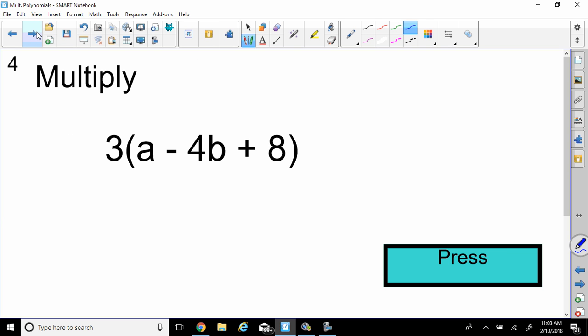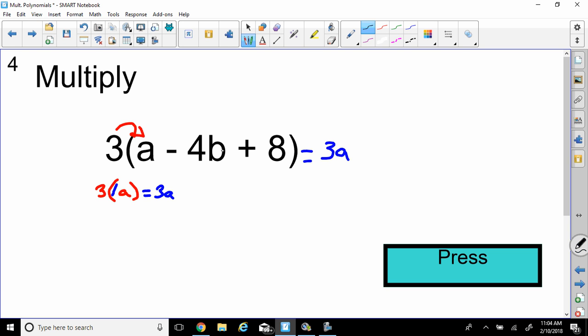Here's our first question. We want to multiply 3 times a minus 4b plus 8. So let's start by multiplying, or distributing, the 3 times the a. Now we know that there is an imaginary 1 here because we don't have to write it in algebra. So 3 times 1 would give you 3, and we would just add along the a. That's the first step. So far, we got our first part of the answer, which is 3a.